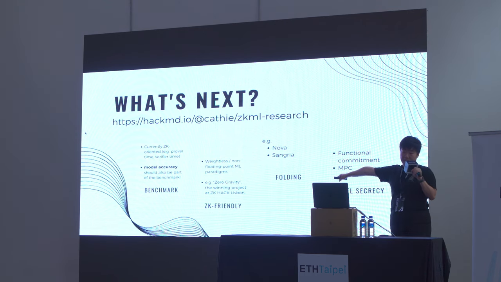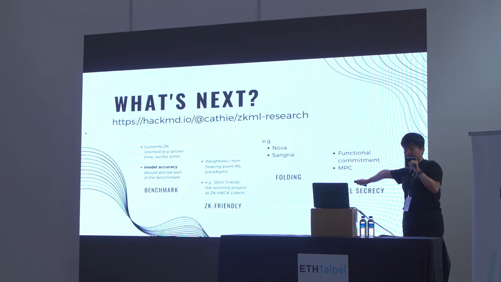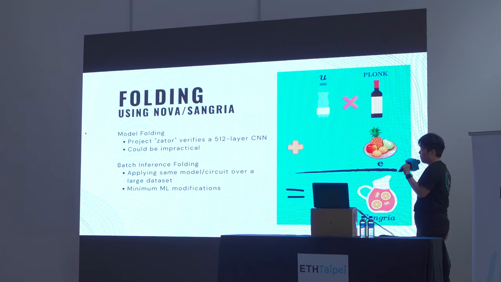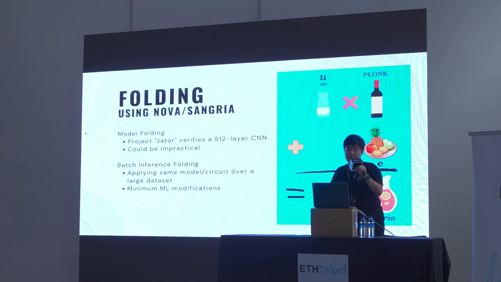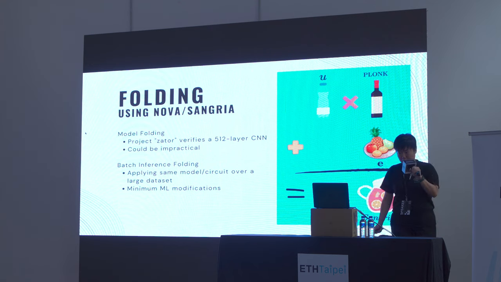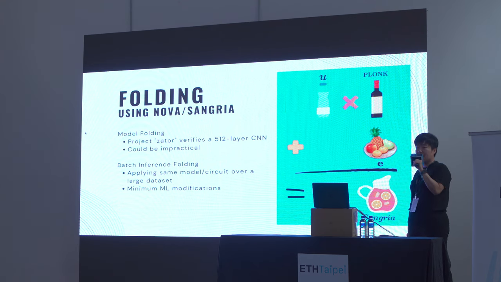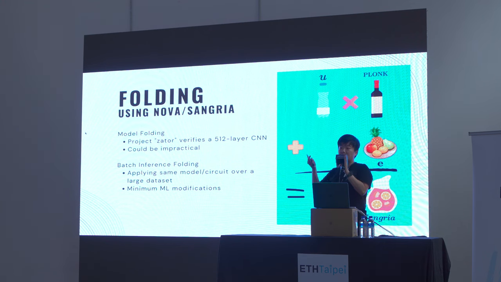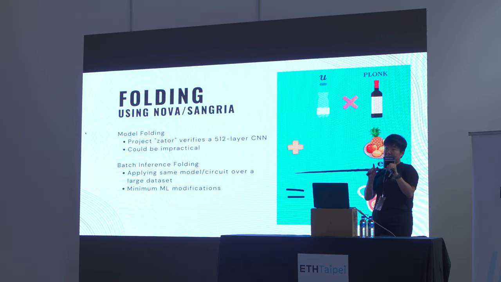And then there's two areas that I would like to focus on in the last bit of the talk today, which is folding and model secrecy. So I will just go to the next slide and talk about folding. Folding is a rather new kind of research in the field of ZKP that allows us to fold similar structured ZK proofs or ZKP circuits into a smaller size, basically in O(1) with a small overhead.